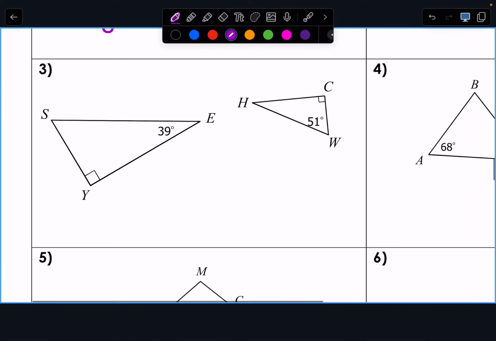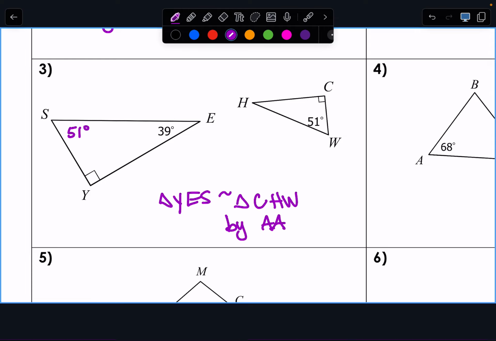All right, in number 3, are these two similar? Because isn't S 51 degrees? Right? So we have triangle YES is similar to triangle CHU. Yes.